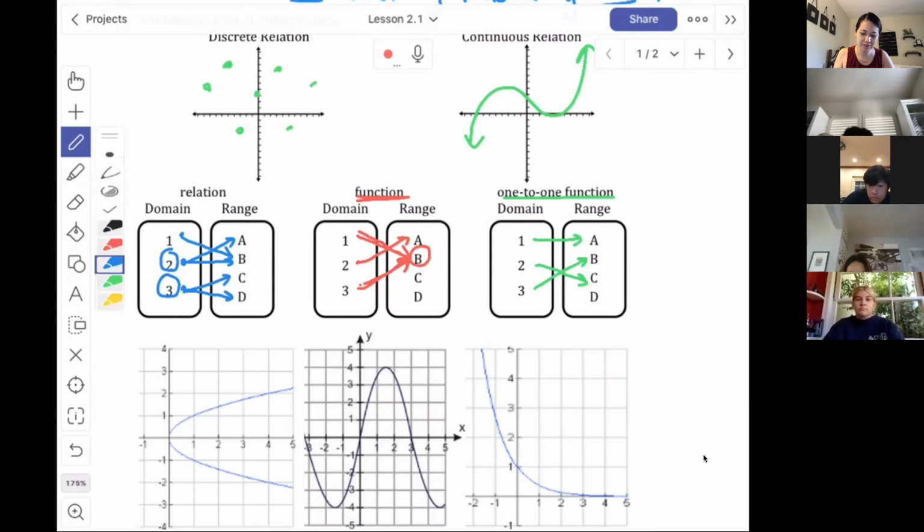Any questions about the difference between a relation, a function, versus a one-to-one?